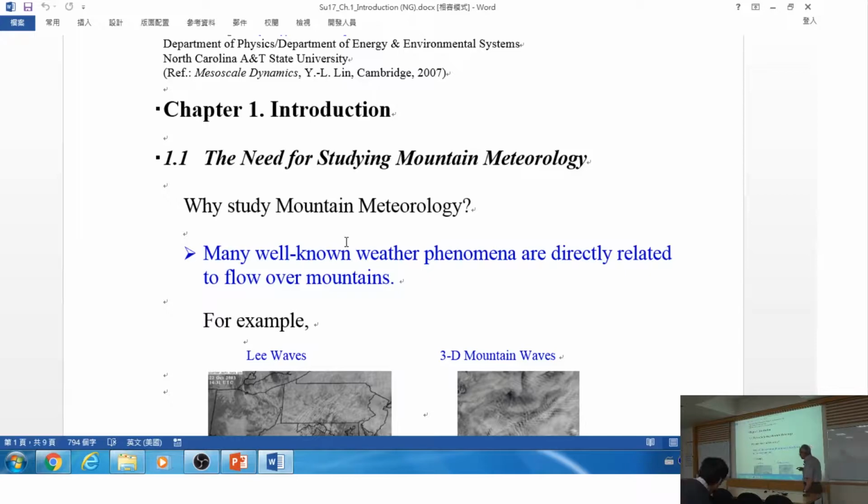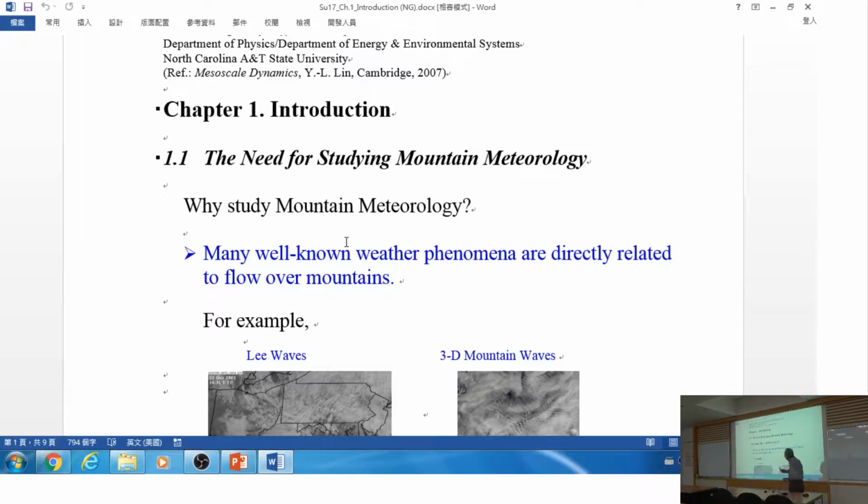So introduction first. This will be quick. I try to be quick, though it takes time. The need for studying mountain meteorology. Why do you want to study mountain meteorology? Simply put, there are many weather phenomena directly related to flow over mountains, with flow being modified by the mountains, or flow circulations being generated or triggered by the mountains. So that's why we need to study it.